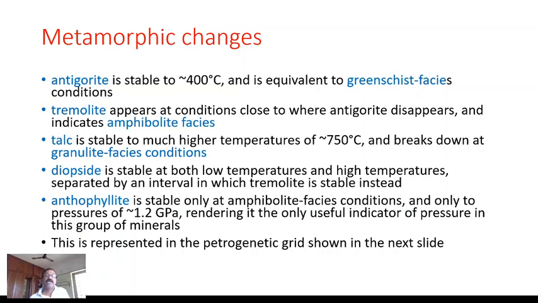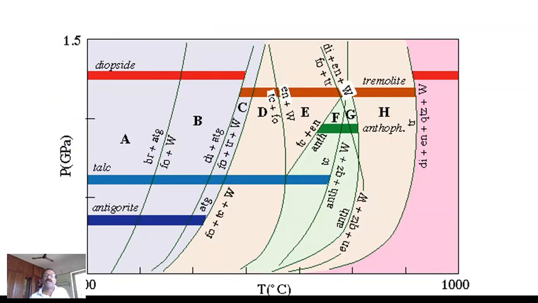Next, let me explain this with the help of a petrogenetic grid. Now, this is the petrogenetic grid. That means these mineral reactions are represented in a PT grid. This is the pressure, this is the temperature. That is called the petrogenetic grid. The metamorphic prograde or retrograde reactions can be represented in a pressure-temperature space. That's called the petrogenetic grid.